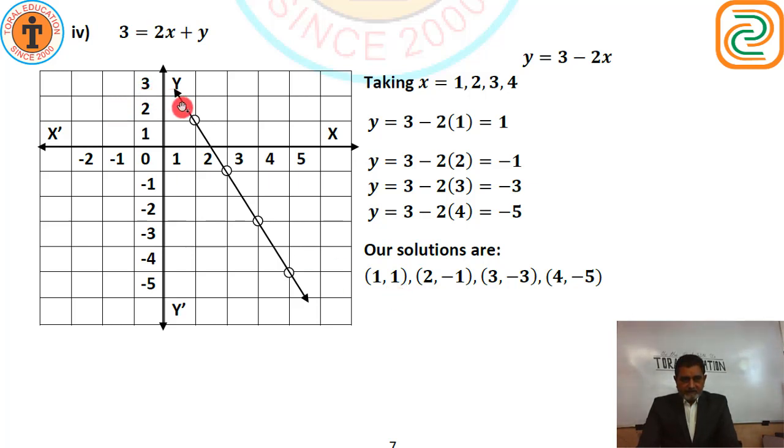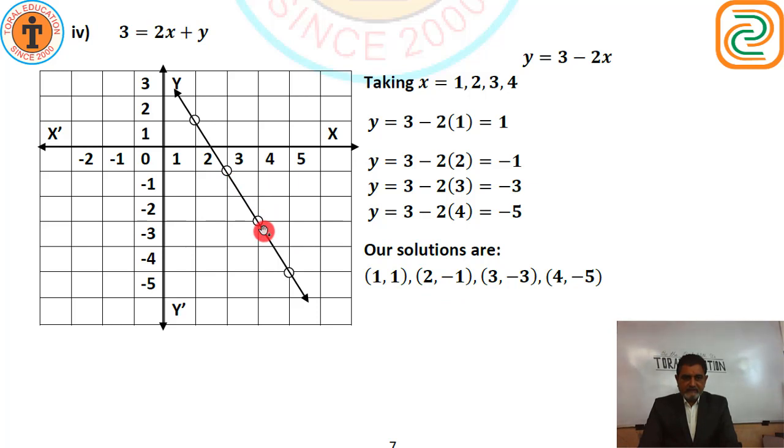Look at this point. This is 1, 1: 1 from x, 1 from y. This is 3 minus 2, minus 1. This is 2, minus 1.